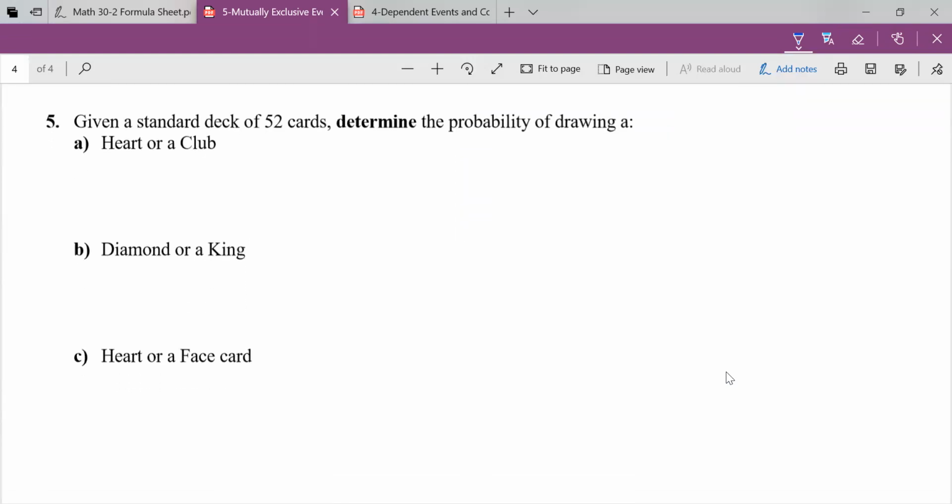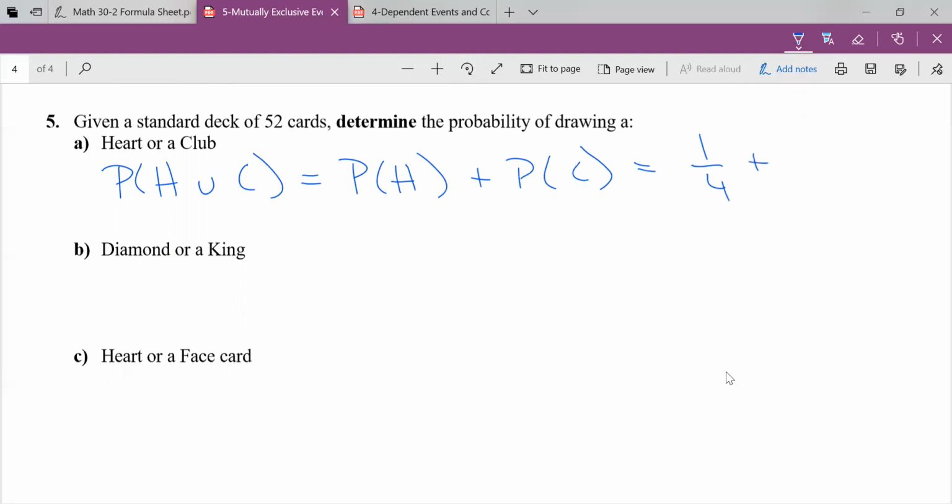Last 3. Given a standard deck of 52 cards, determine the probability of drawing a heart or a club. So these, heart union club, are mutually exclusive. So it's the probability of a heart plus the probability of a club. Probability of getting a heart is 1 out of 4. Probability of getting a club, 1 out of 4. Well, guess what? That's a half. Probability of getting a diamond or a king.